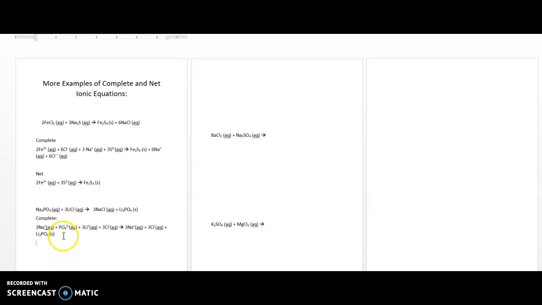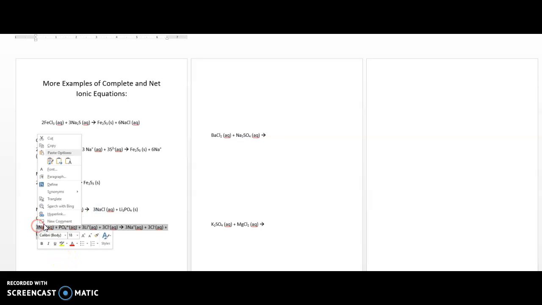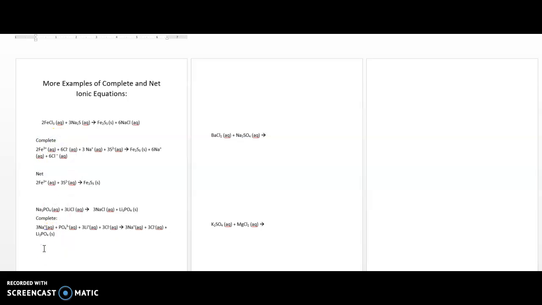Alright, so this is my complete equation. So now, let's make a net ionic equation. So, let's do another copy and paste.